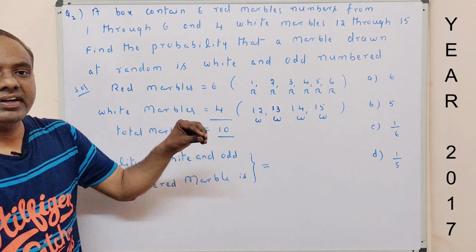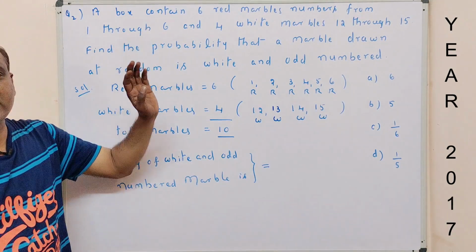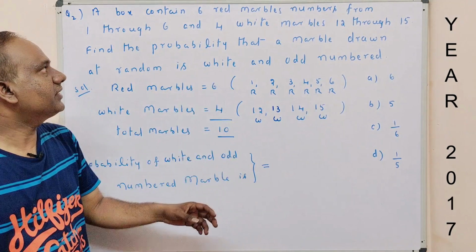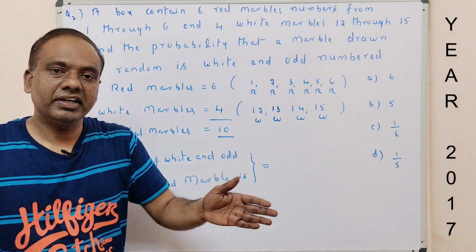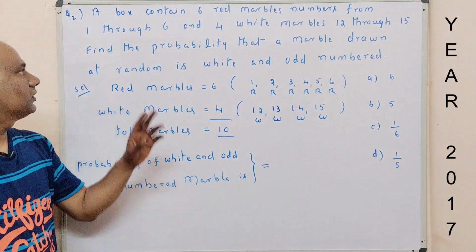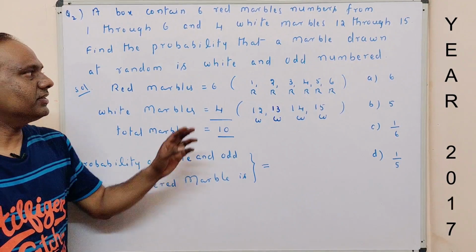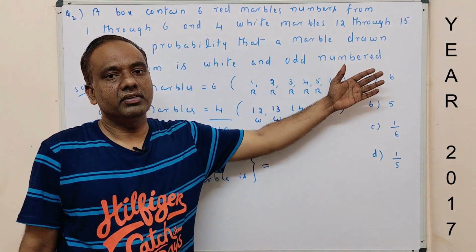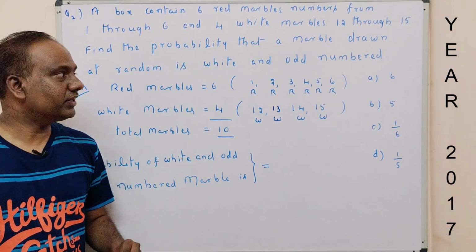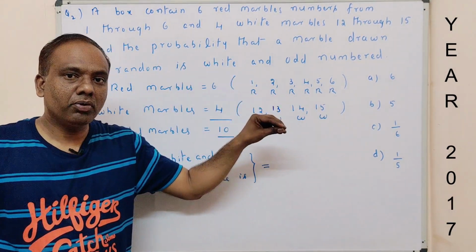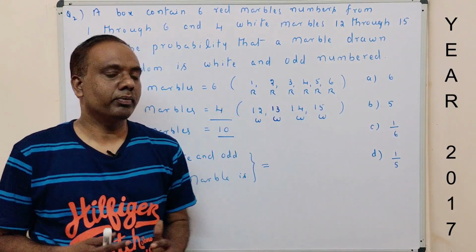Question: a box contains 6 red marbles numbered from 1 through 6, that means 1, 2, 3, 4, 5, 6, and 4 white marbles numbered 12 through 15, that means 12, 13, 14, and 15. So find the probability that a marble drawn at random is white and odd numbered. So these are the numbers. So here we can find the probability that first of all it is a white marble and then an odd number marble.